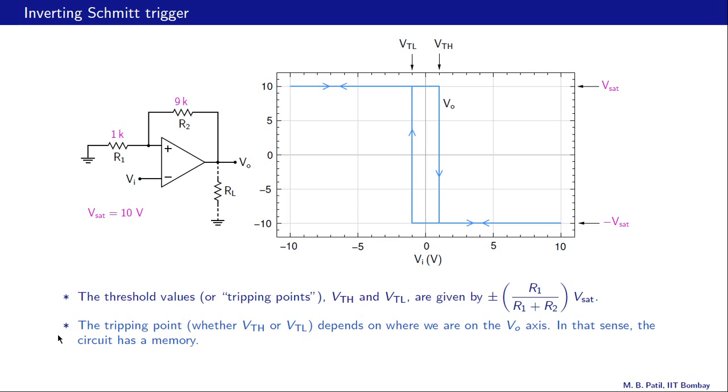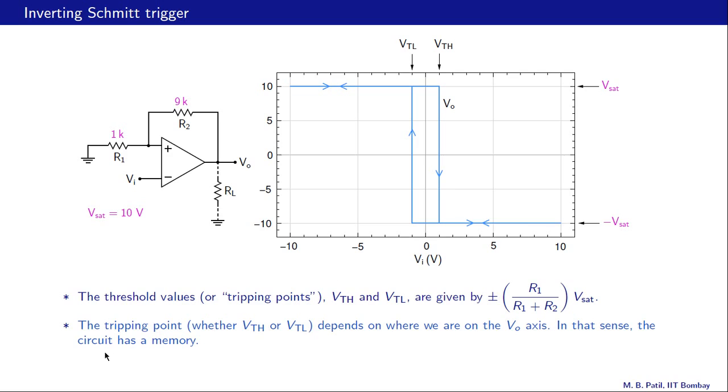Now which tripping point applies really depends on where we are on the Vo axis, and that is a big difference between this circuit and other circuits we have seen earlier. For example, if we are here, then the tripping point that is relevant is this one, VTH, and that is also the reason we have used these arrows here. If we are here and we keep reducing Vi now, then the tripping point that is relevant is this one, VTL.